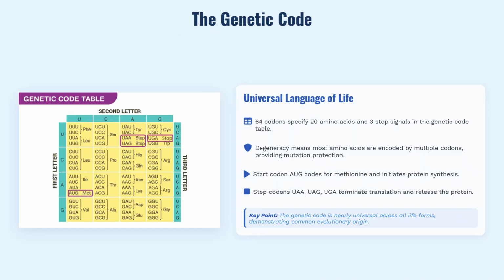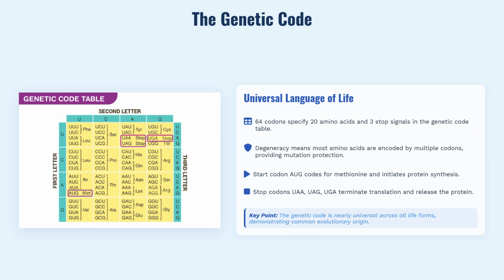The genetic code is the set of rules by which information encoded in genetic material is translated into proteins by living cells. This code consists of 64 possible 3 nucleotide combinations called codons, each specifying one of the 20 standard amino acids or a stop signal.